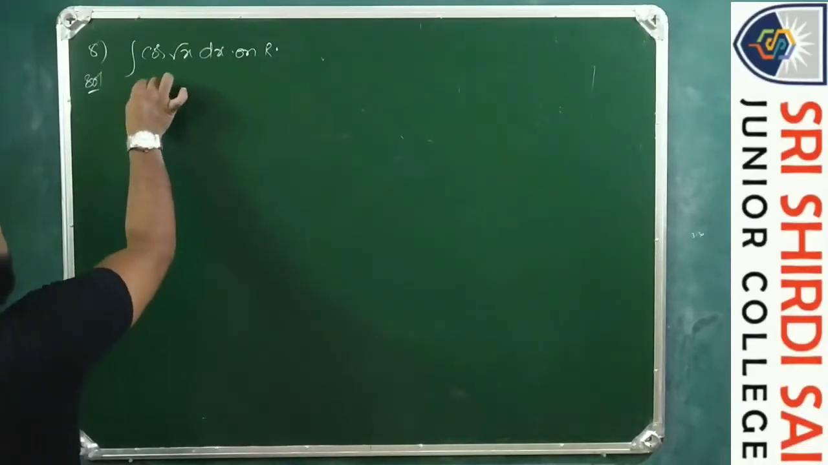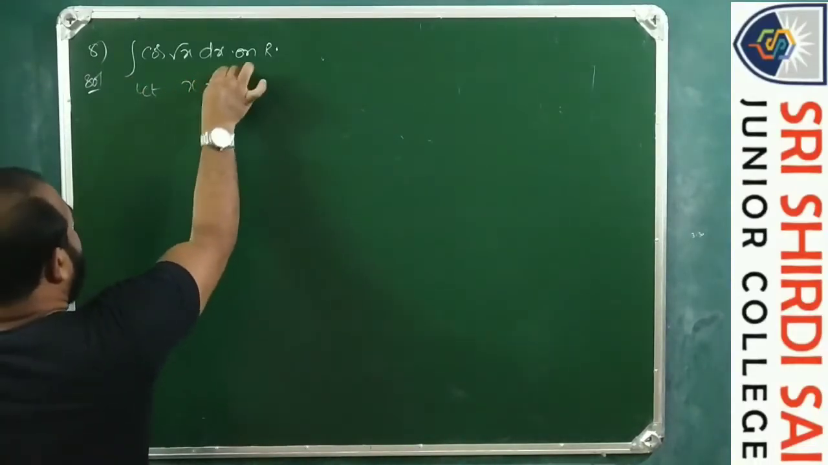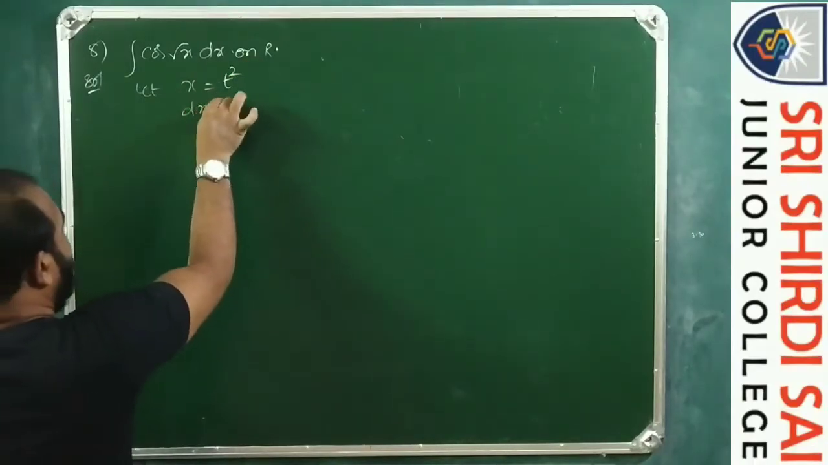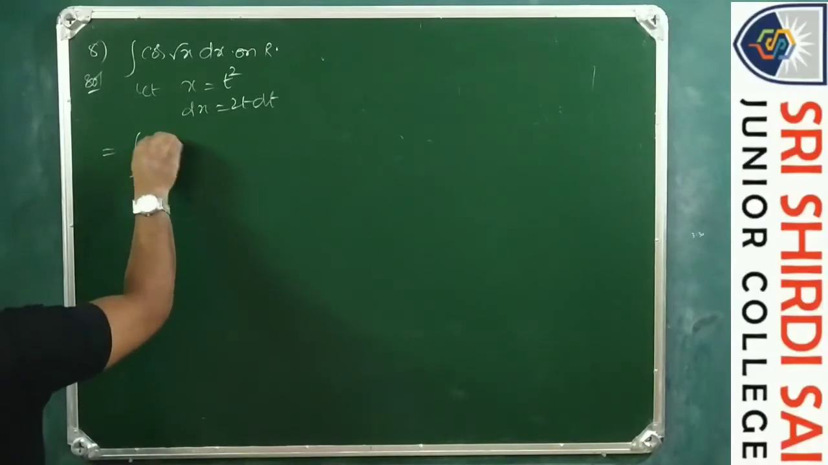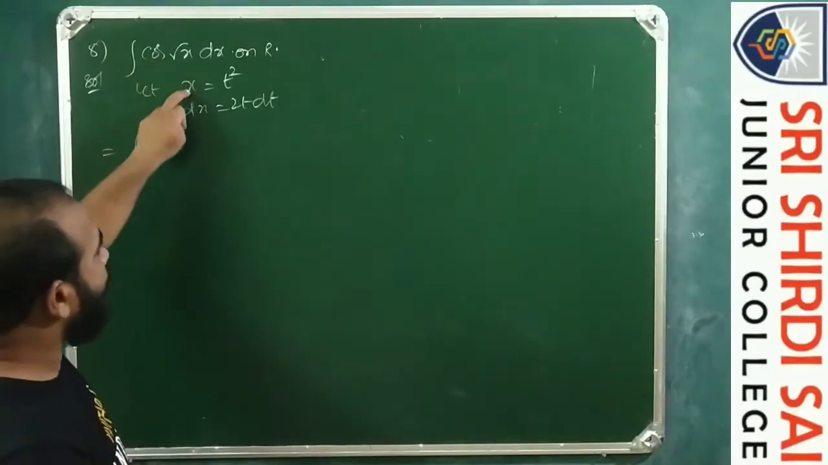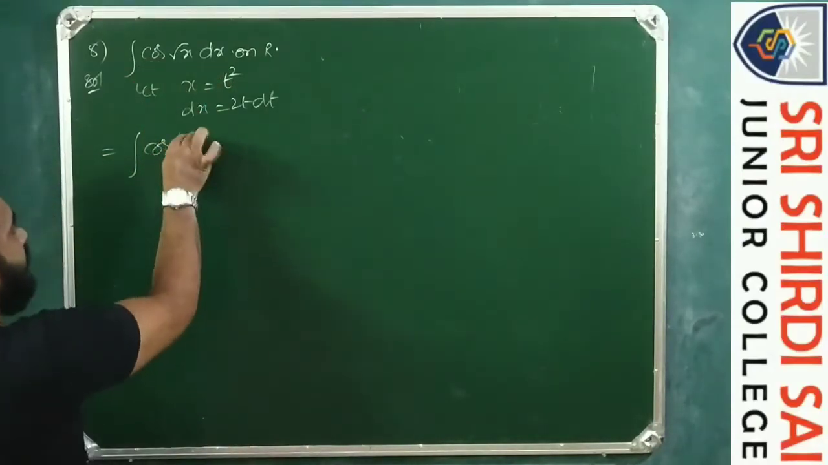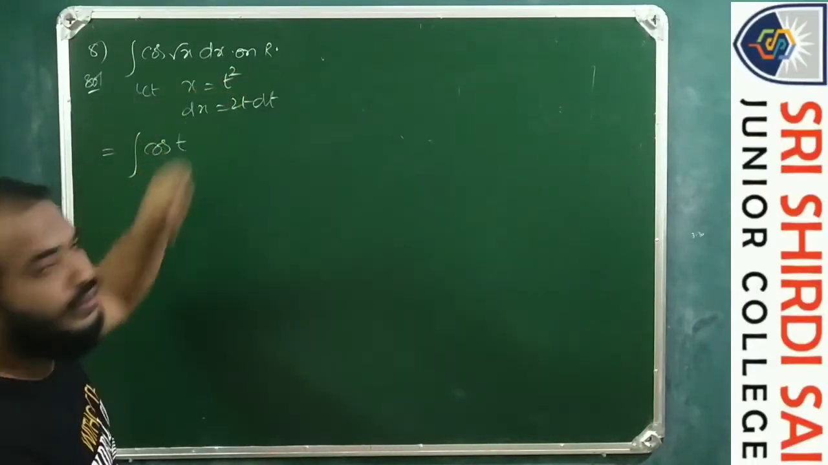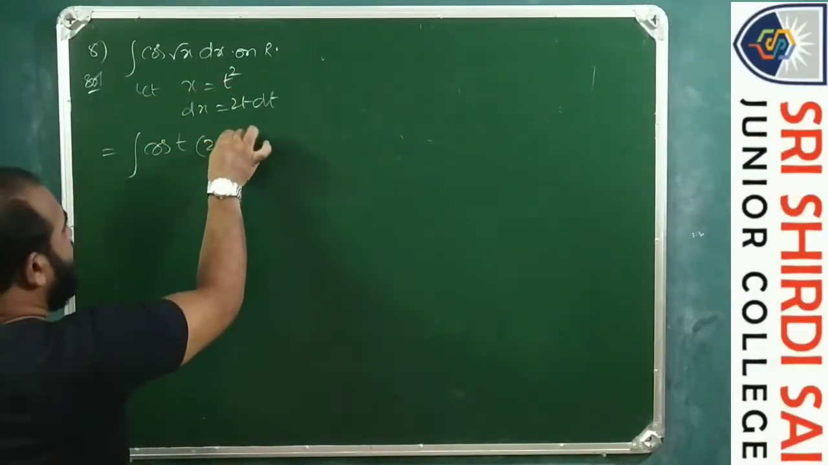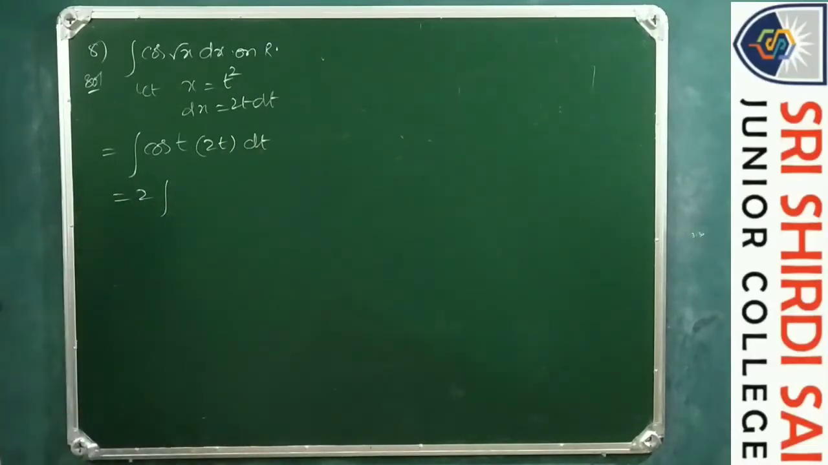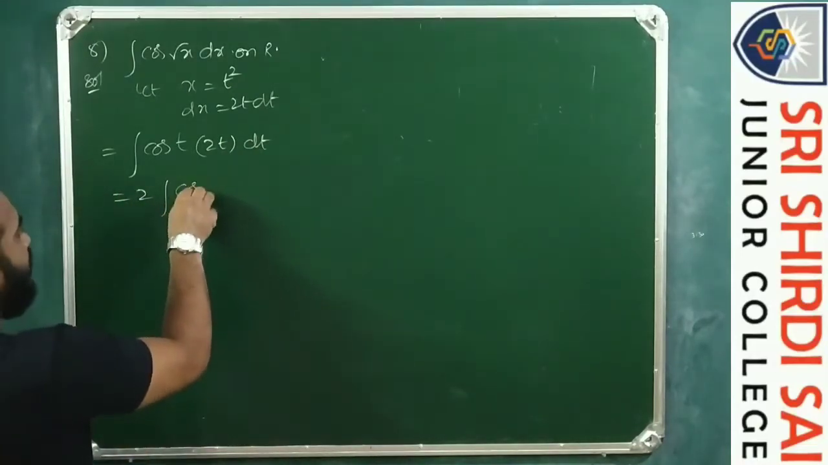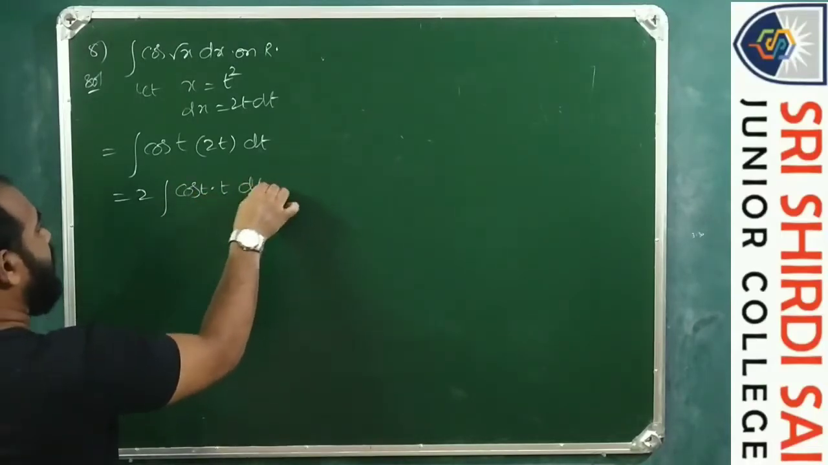So let x is equals to t square, dx is equals to 2t dt. This is equals to cos root x is t, dx is equals to 2t dt. Now this is equals to 2. I am separating from the process of integration. Now this is cos t into t dt.